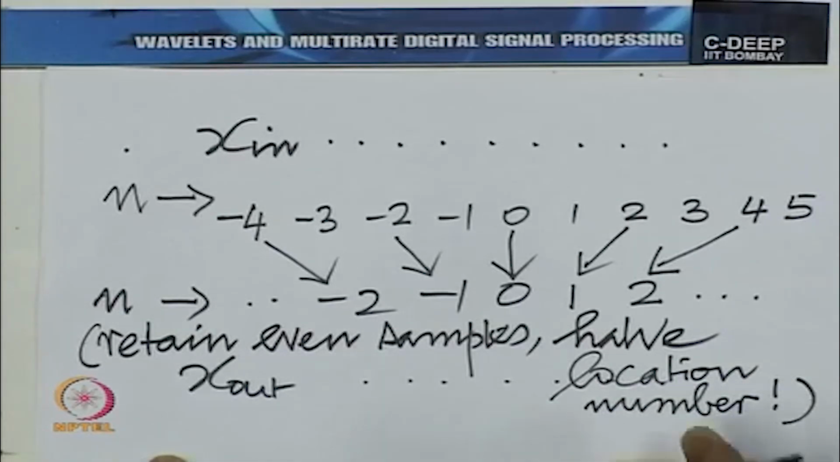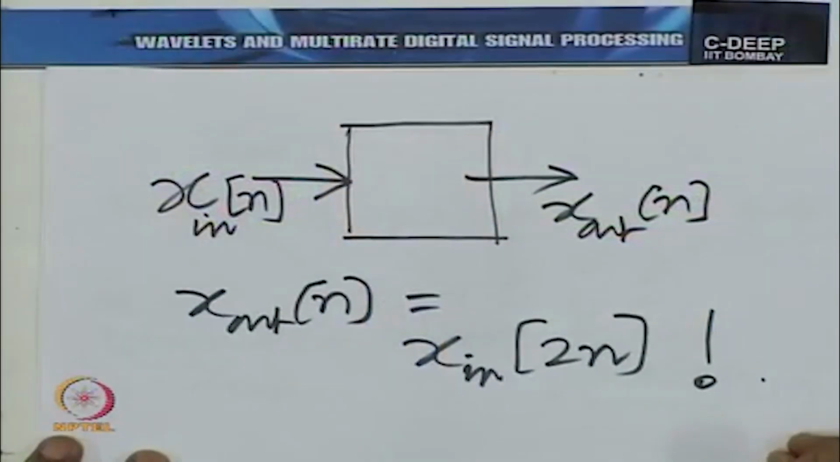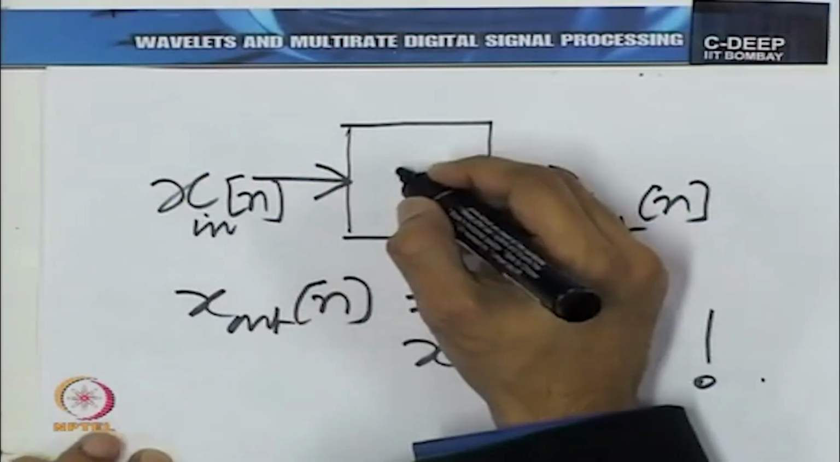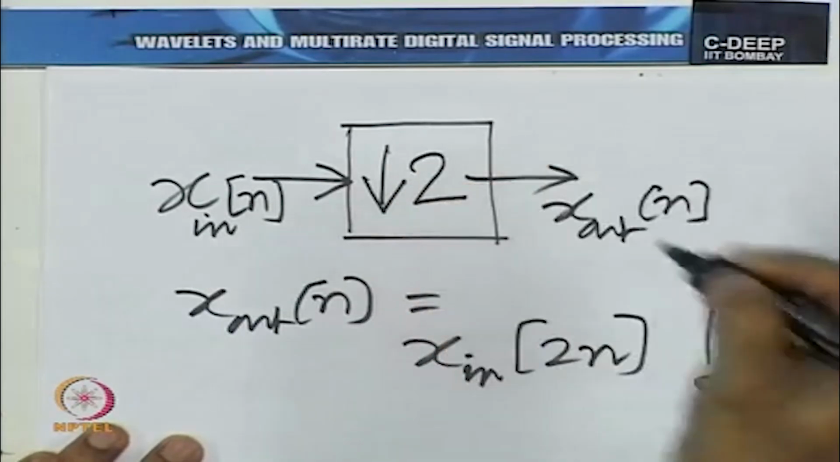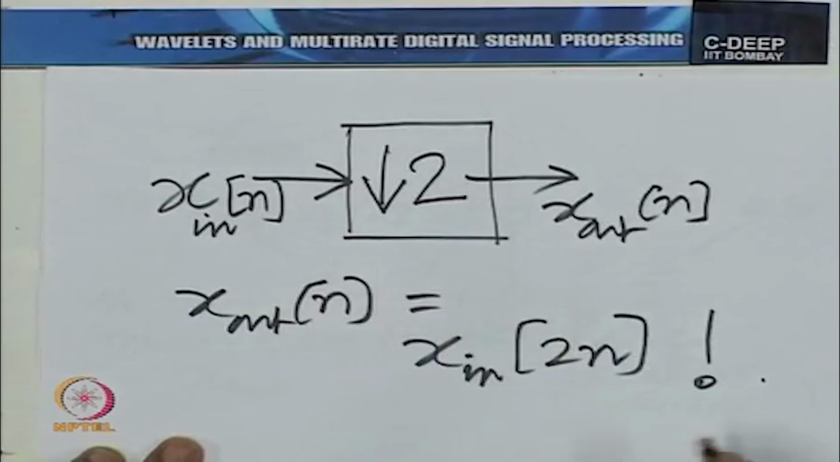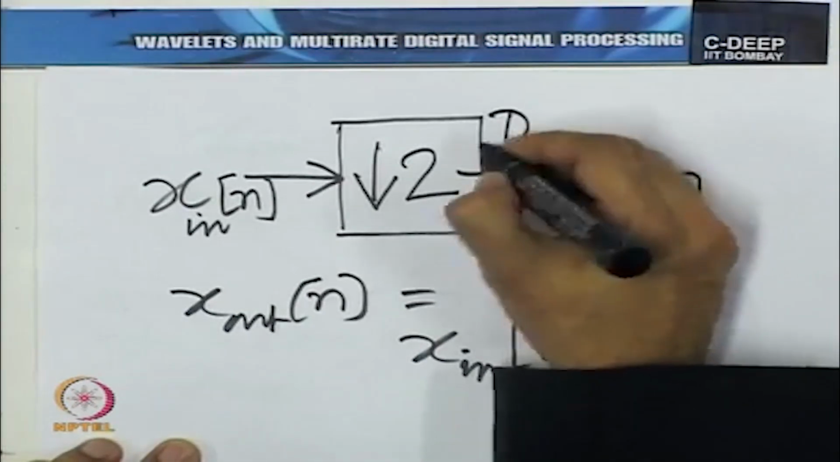Now, this system is a new system as far as a basic course on discrete time signal processing is concerned. We need to christen it, we need to give it a name. In fact, let us go back to that system and let us give it both a symbol and a name. The symbol that we shall give it is a down arrow followed by 2, and we shall call it a decimator.